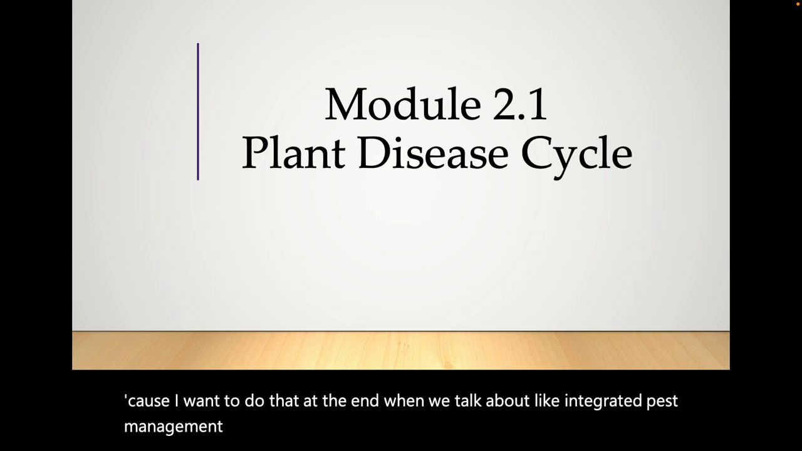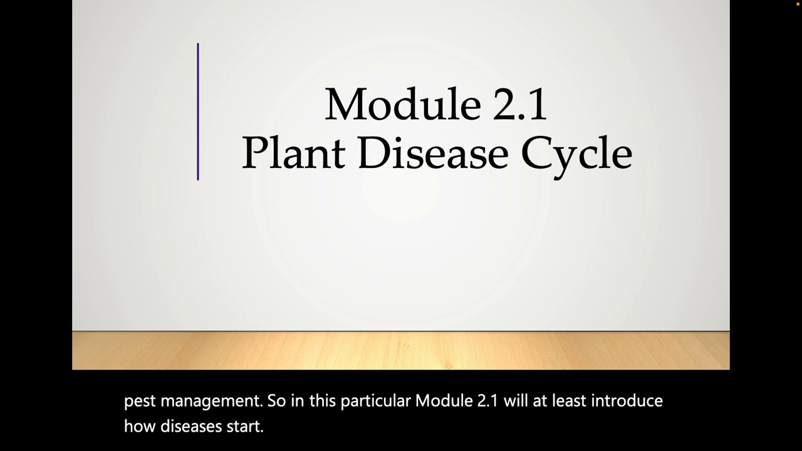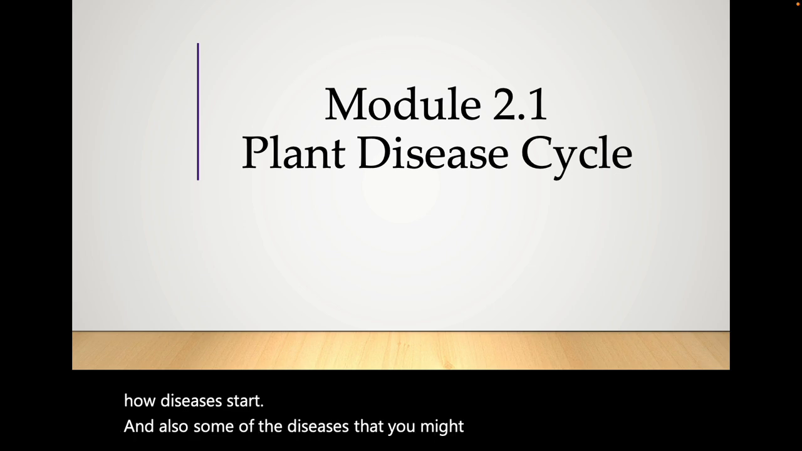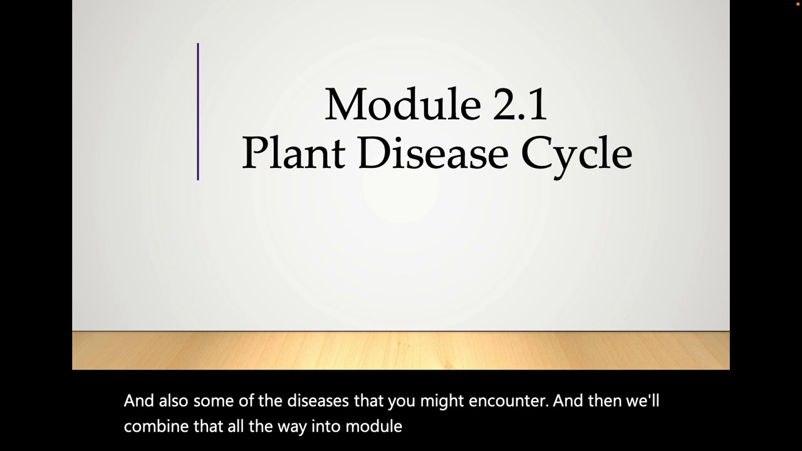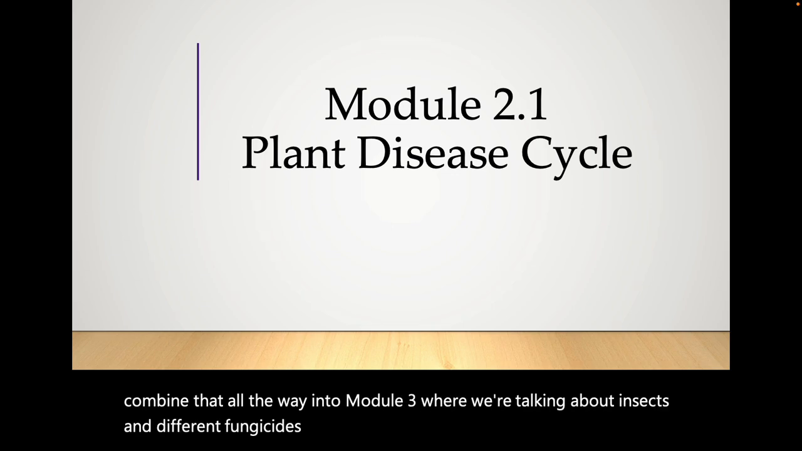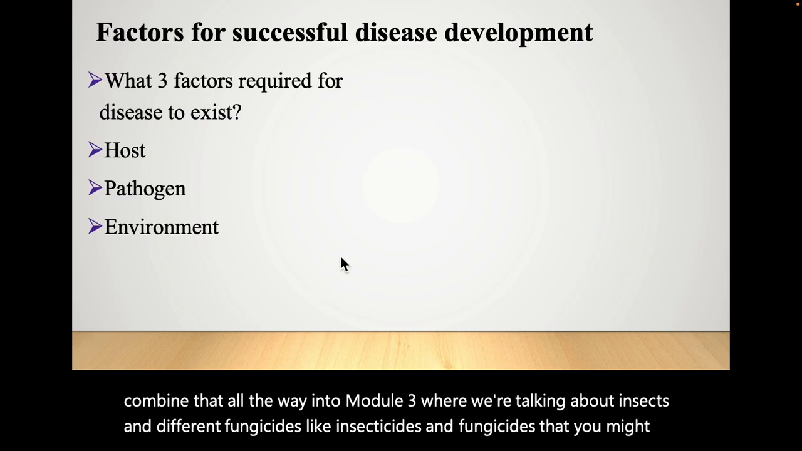In this particular module 2.1, we'll at least introduce how diseases start and also some of the diseases that you might encounter. And then we'll combine that all the way into module 3, where we're talking about insects and different insecticides and fungicides that you might use.